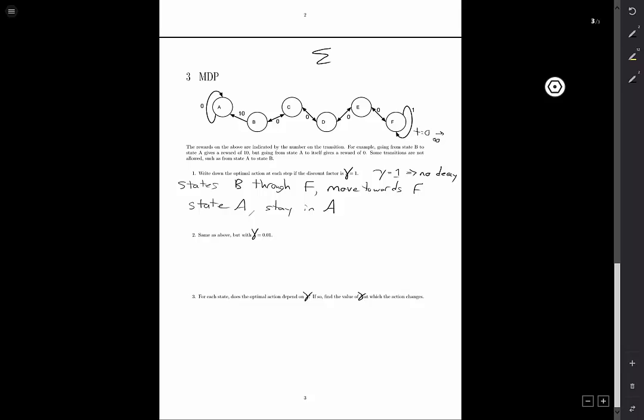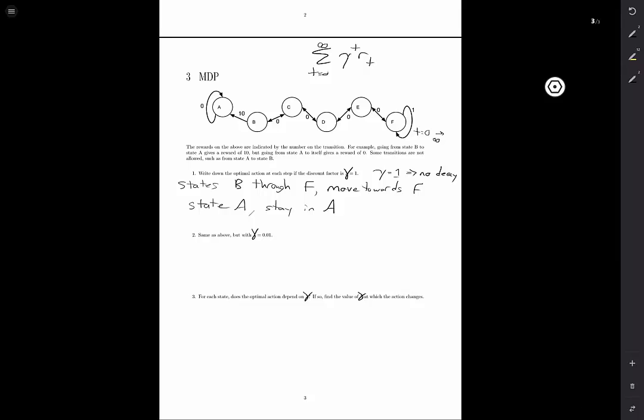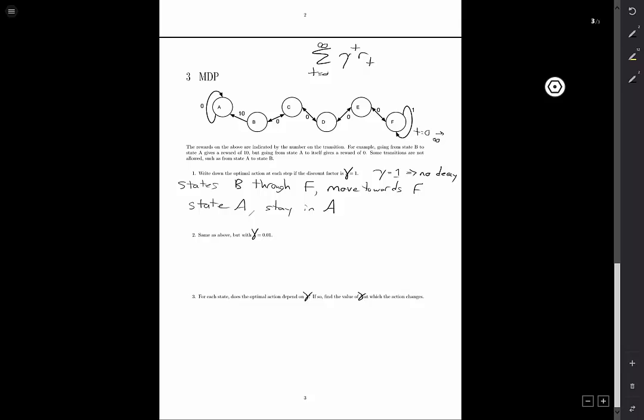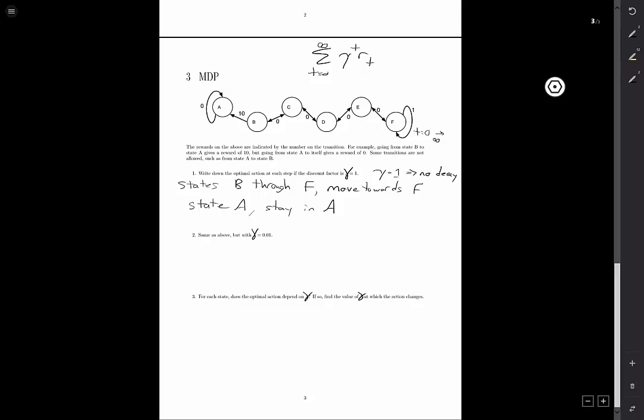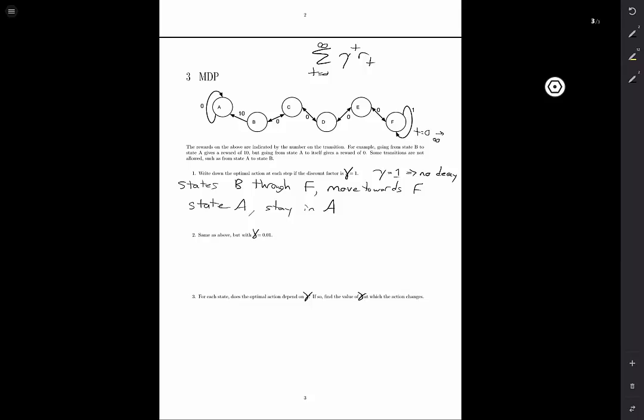So the reward is the sum from t equals 0 to infinity of gamma to the t times the reward that you get. So let's go one by one, and what we can tell just by looking at this is we have 2 choices. We can either go to F and stay there forever, or we would go from B to A. It doesn't make sense to go and stay anywhere else because all those rewards give 0. So first, let's start at F.